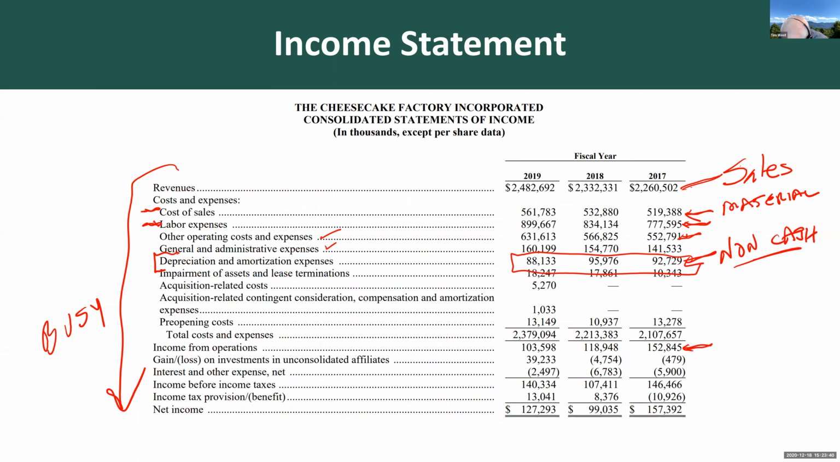What else have we got? We've got the interest, and we've got income tax. Okay, and so this number is pretty close to what we'd call EBIT, income before interest and tax. And this net income is always the big finish. Okay, so that's the income statement.